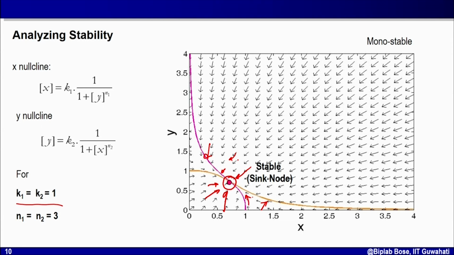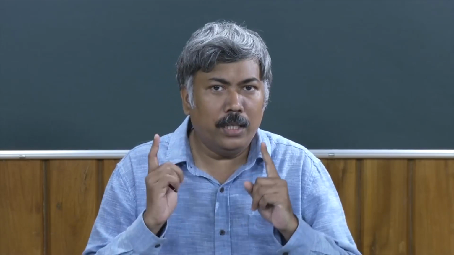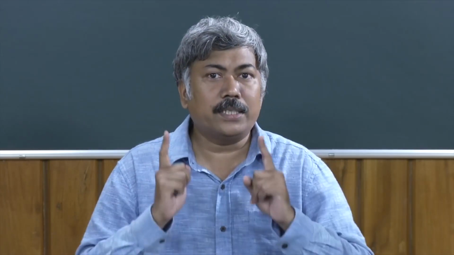So this steady state is a sink node. In this case, if the rate of production k1 and k2 is equal to 1, which is less than the previous case where they were all 3, then I get only one steady state, and that is a sink node or a stable one. That means if I start with a unimodal system, I still get a unimodal population of cells.